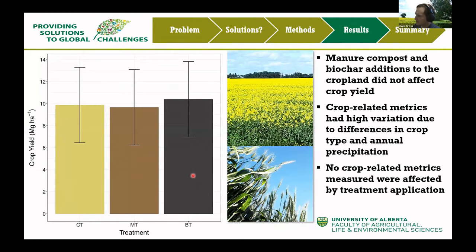So coming into the results now and starting with the cropland, manure, compost, and biochar additions to the cropland did not affect crop yield. Crop-related metrics had a high variation due to differences in crop type and annual precipitation. So no crop-related metrics measured were affected by treatment application. We do see a slight increase here in biochar application and biochar addition crop yield. However, this increase was not statistically significant.